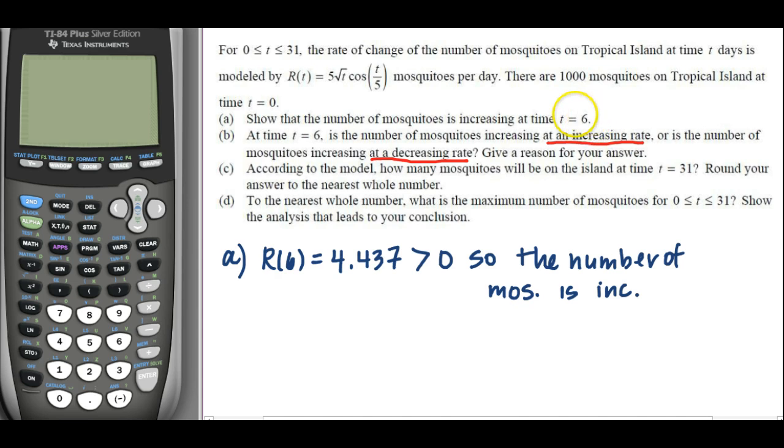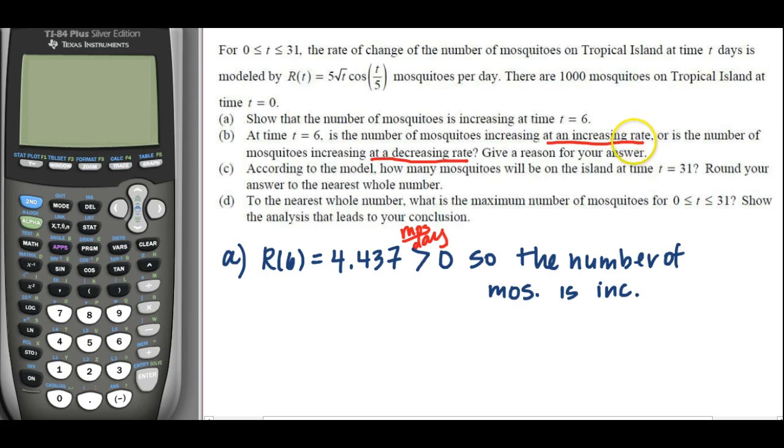So substituting in 6, r of 6 was 4.437, but again, the units would be mosquitoes per day. So on day 6, the rate of change is 4.437 mosquitoes every day. Now, part B is asking, is the number of mosquitoes increasing at an increasing rate?